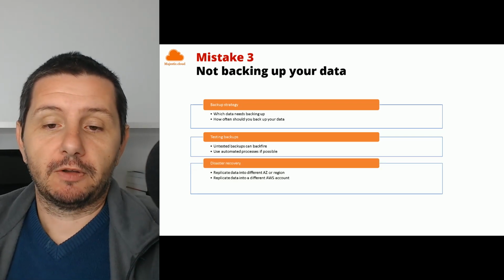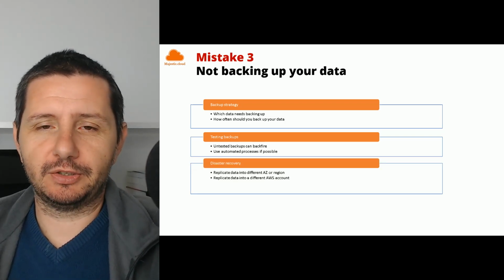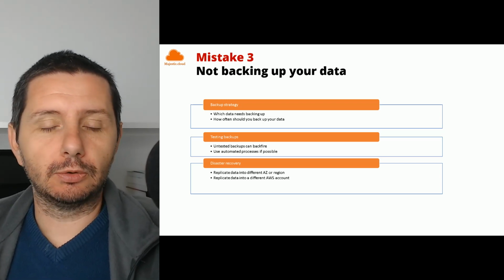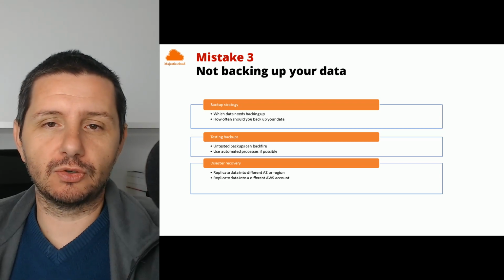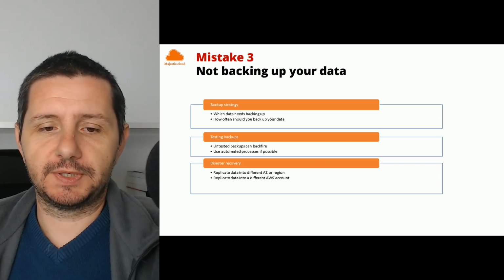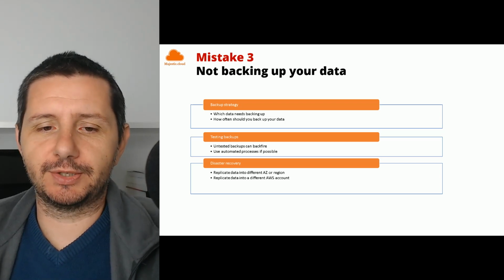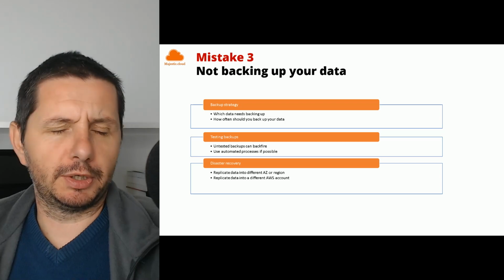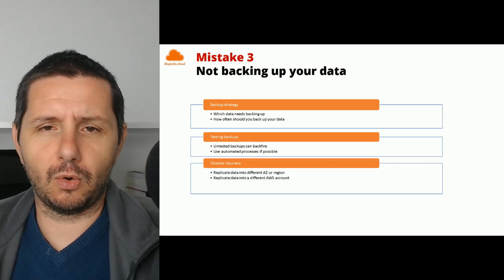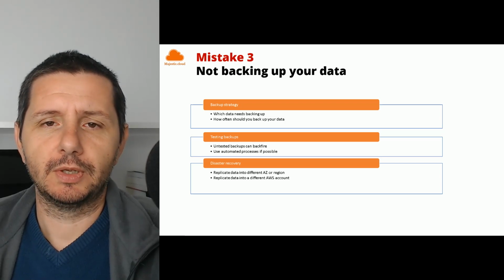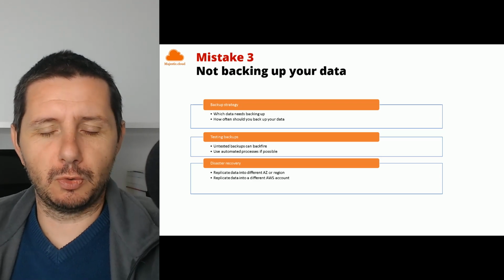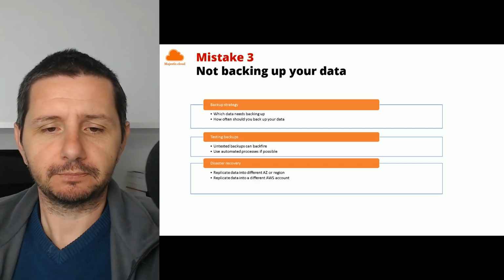Then finally, you should have a disaster recovery strategy, and this should include replicating the data into a completely different availability zone, or even better, into a different region. Because let's say something bad happens to that AWS region. For example, I don't know, an earthquake or fire or something else that renders the whole region unusable. Then if you backed it up into a different region, you are safe, your data is safe.